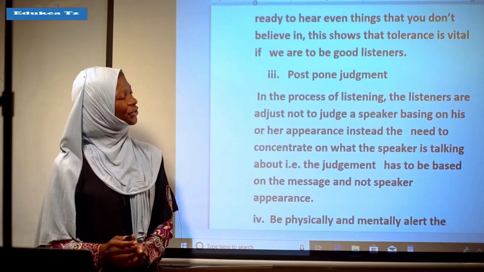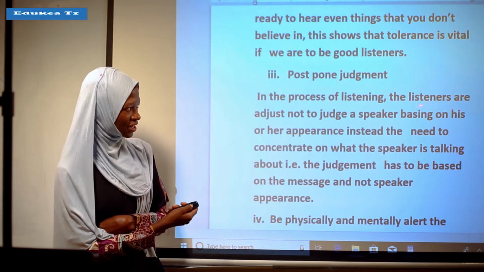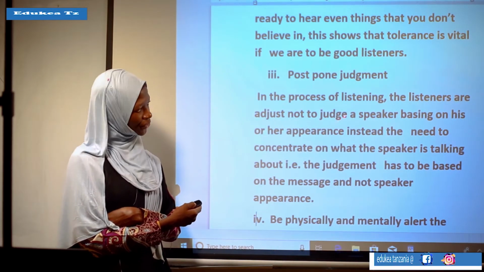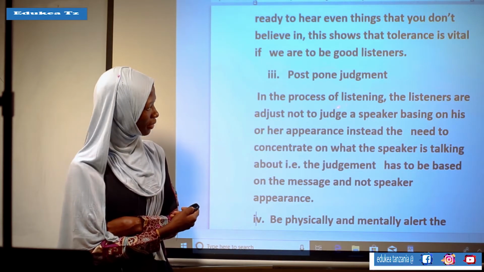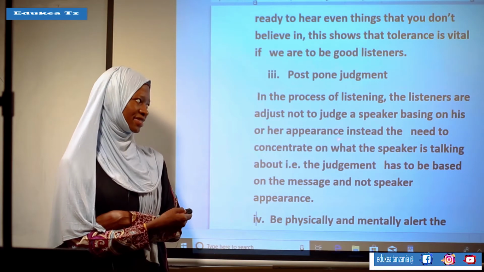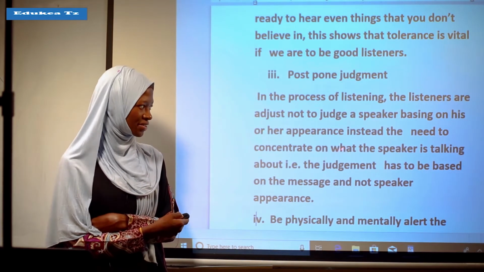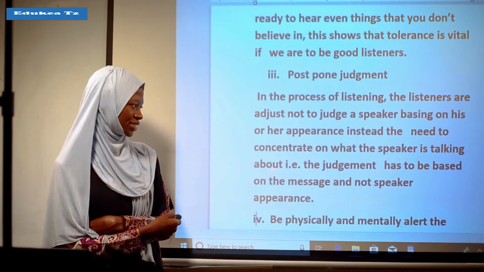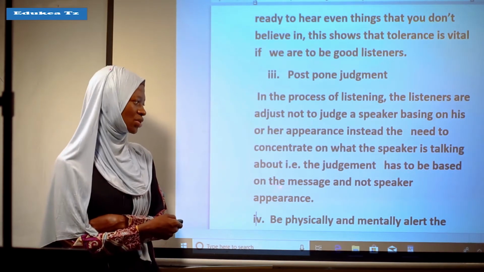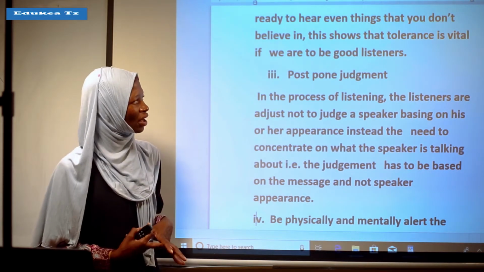The next is postpone judgment. In the process of listening, the listener should not judge the speaker based on his or her appearance. Instead, they need to concentrate on what the speaker is talking about. That is, the judgment has to be based on the message and not on the speaker's appearance.